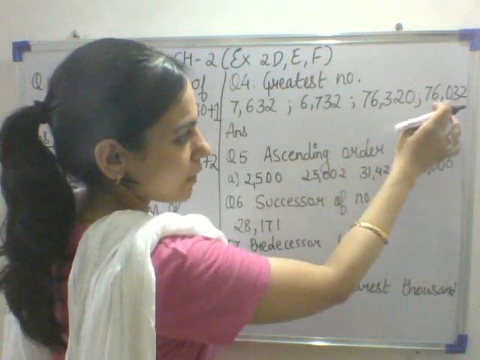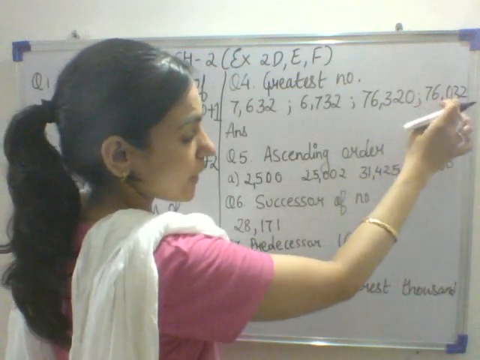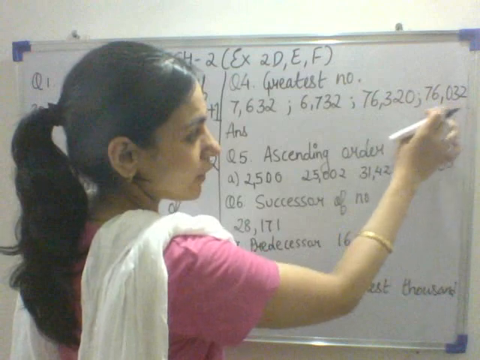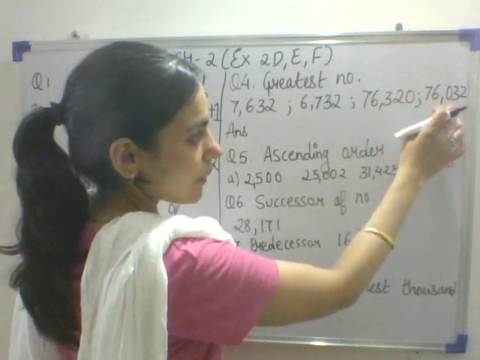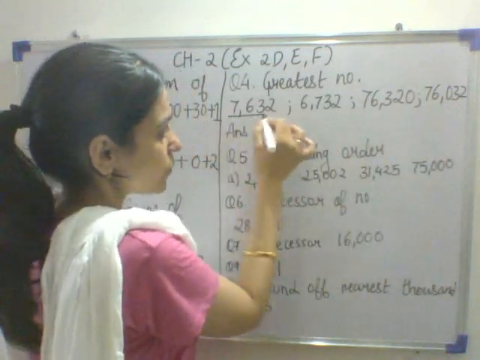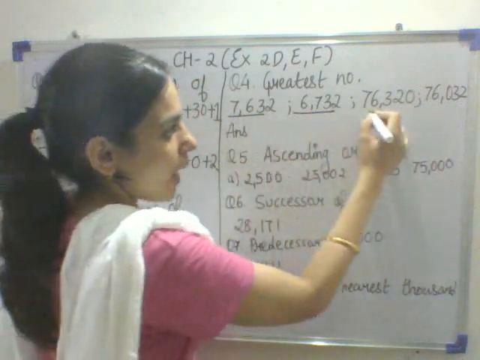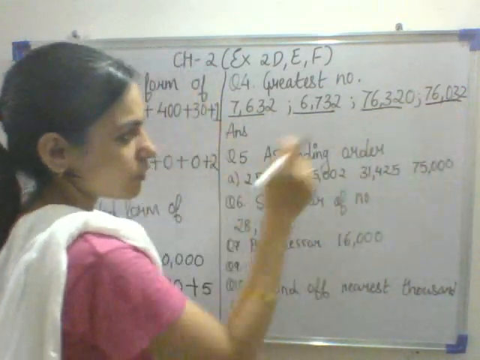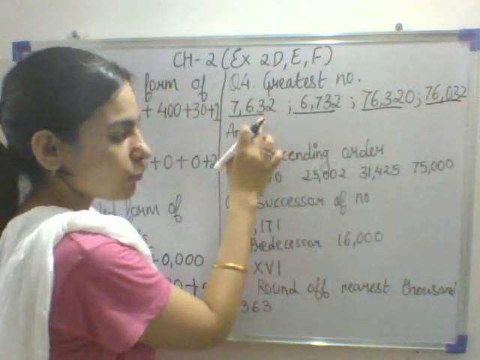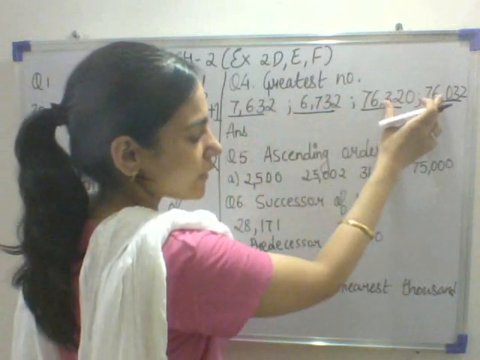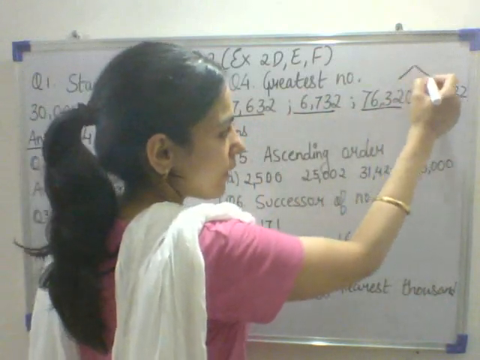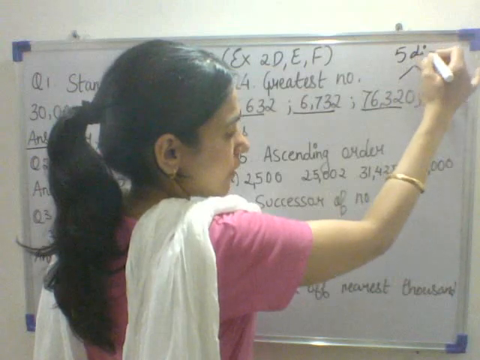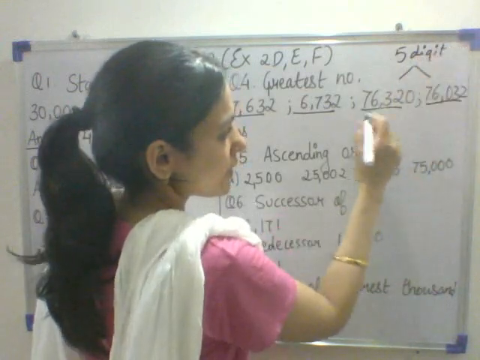The next number, 76,032. How many digits are there in this number? 5 digits. So these two are 4-digit numbers and these are 5-digit numbers. So a 5-digit number is greater than a 4-digit number. Now see these two numbers. These two numbers are 5 digits. Now which number is the greatest?